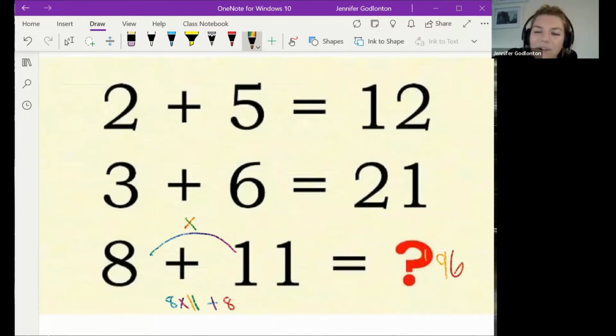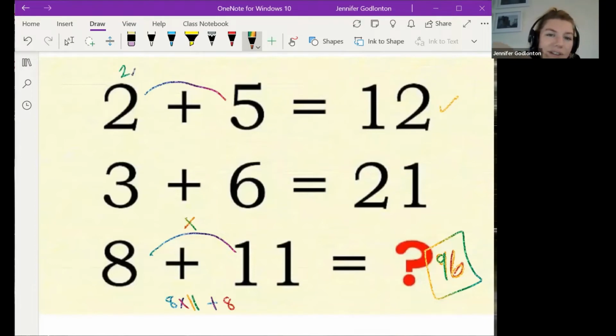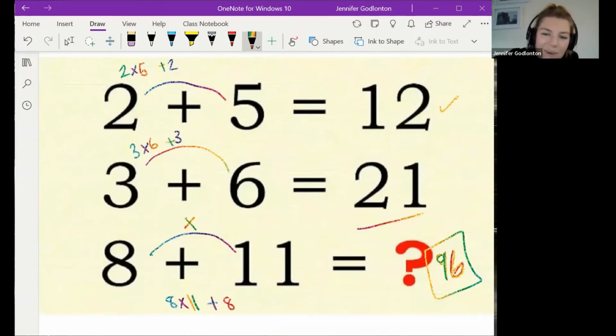And how did you know to do that? Okay, so how did we know to do that? If we have a look at our patterns beginning, 2 times 5 gives us 10, and 10 plus 2 gives us 12. So 2 times 5 gives us 10, plus 2 gives us 12. 3 times 6 gives us 18, plus 3 gives us 21. So 8 times 11 is 88, plus 8 is 96. Well done, my people. I'm proud of you. Nice job, guys. Yeah, you had to add the first term to the answer.